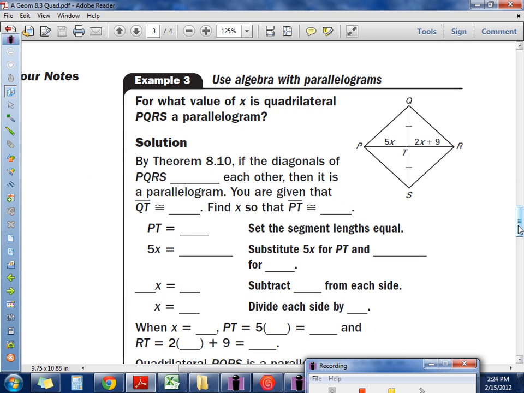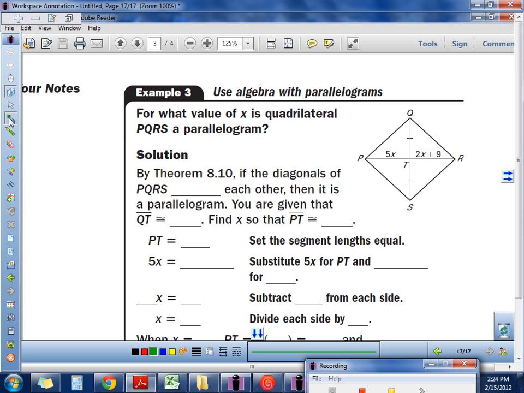Next example is example 3. Doing a little math this time. In this one, we can see some diagonals inside. What's going on with those diagonals? What are they doing with each other? They're bisecting each other. So how would I set up this equation?